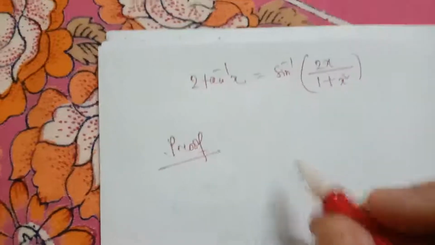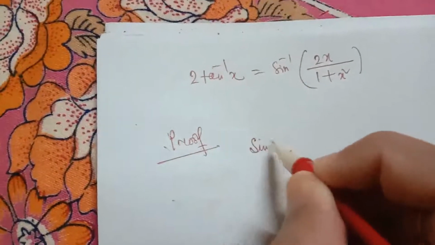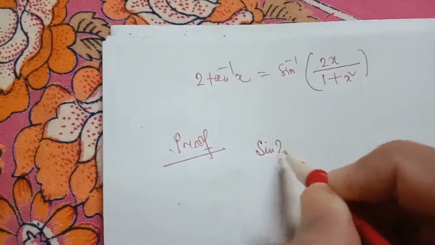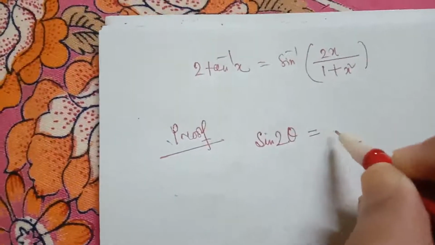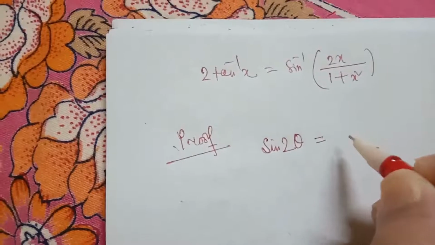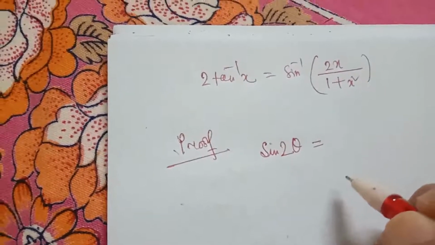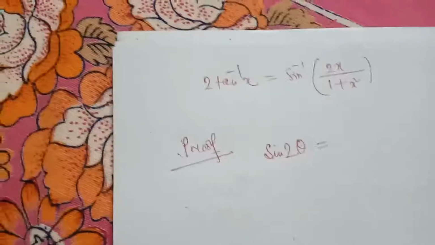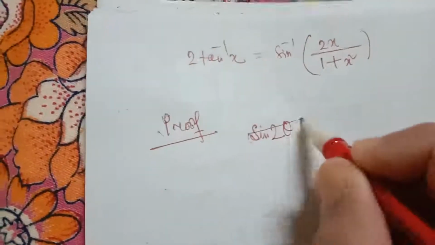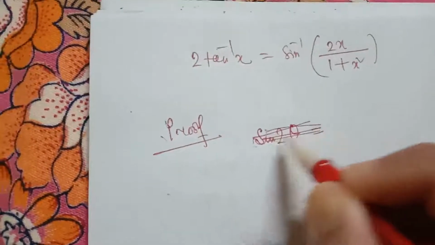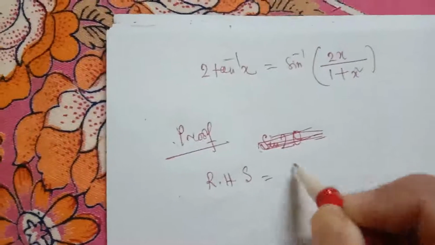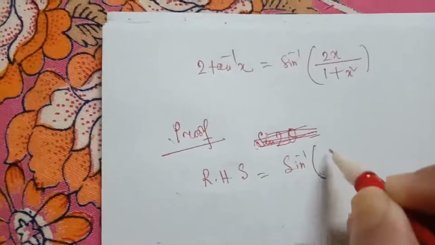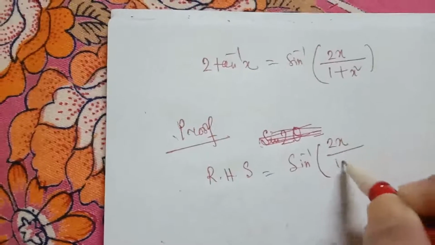Let us prove the formula for sine 2 theta. Sine 2 theta equal to... okay, let us prove this theorem from the right hand side. Let us start from right hand side. It's very simple, but you have to remember the procedure.